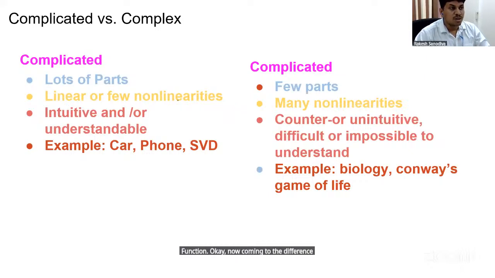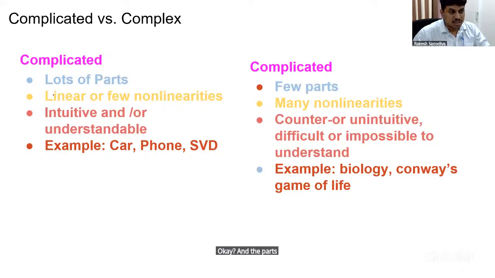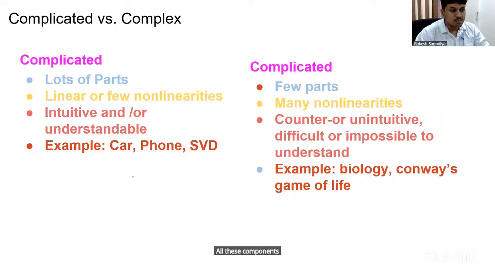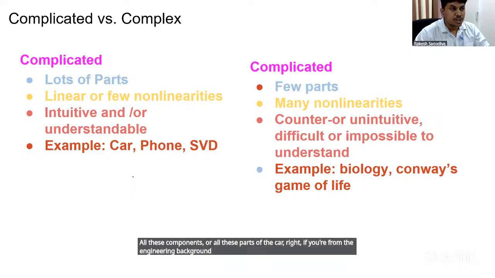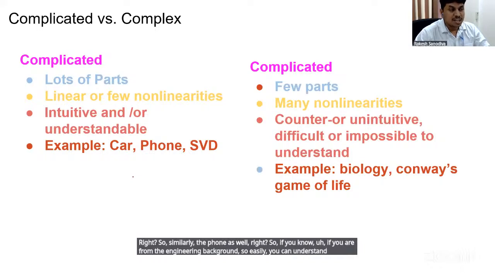Now coming to the difference between complicated and complex. Complicated means it has a lot of parts, mostly linear with few non-linearities, and it is intuitive and understandable. Take a car as an example. If you are from an engineering background, you can see the functionality of each and every part of the car. It is intuitive. Similarly a phone: if you are from an engineering background, you can easily understand the functionality of each component.